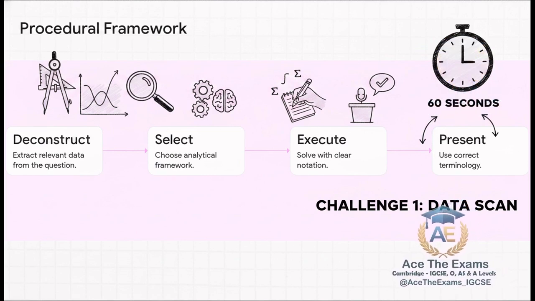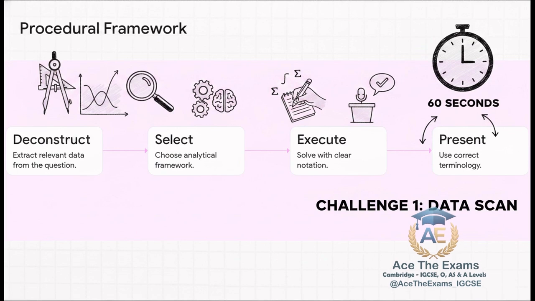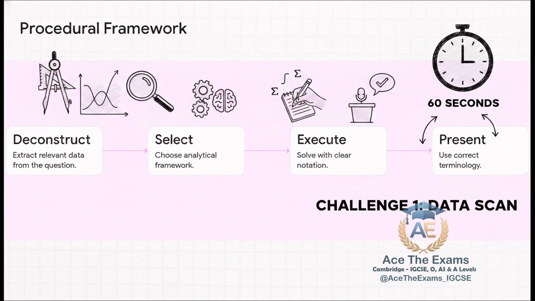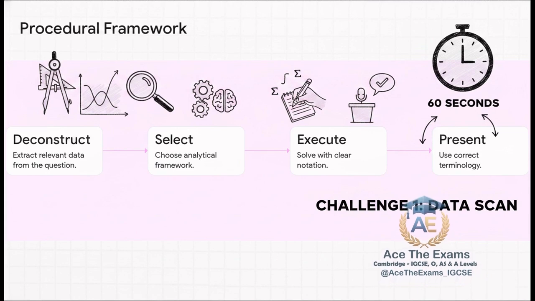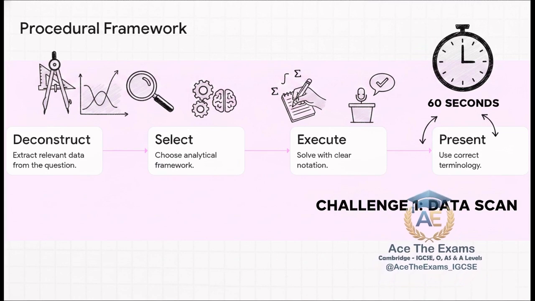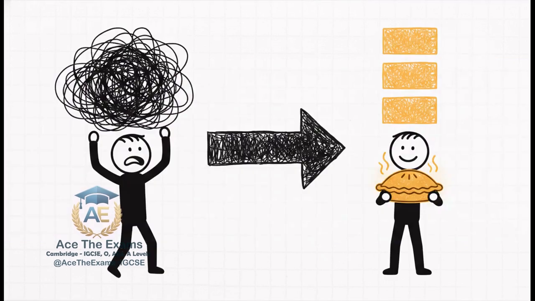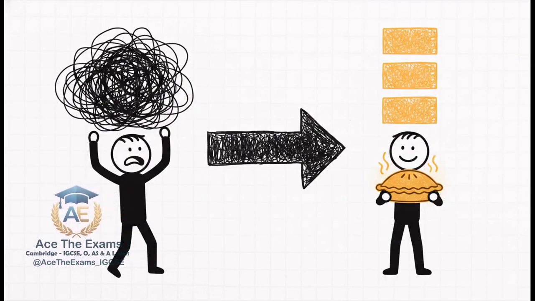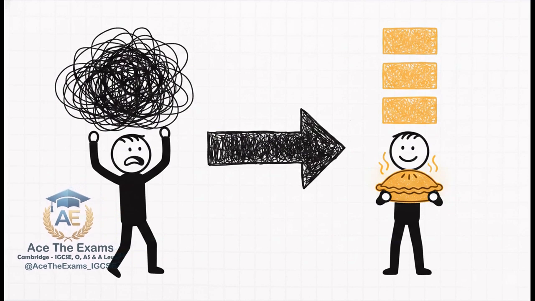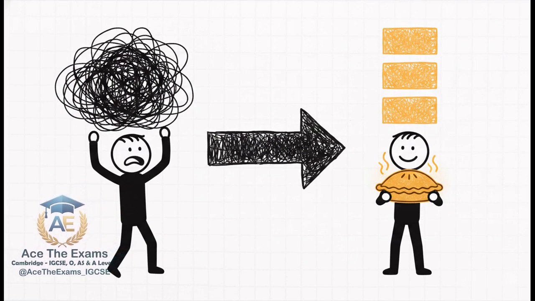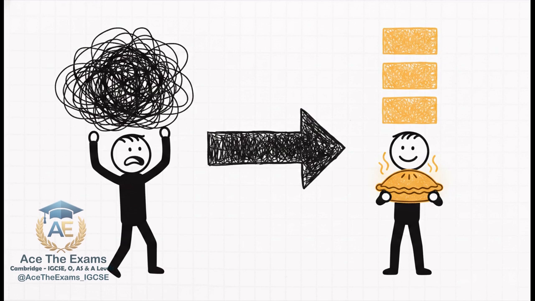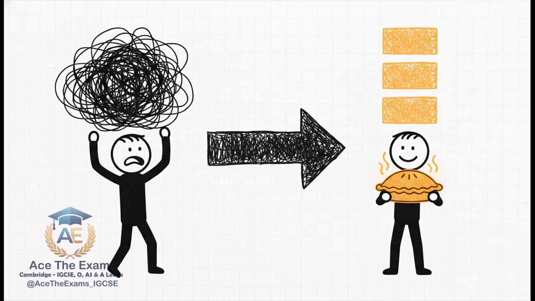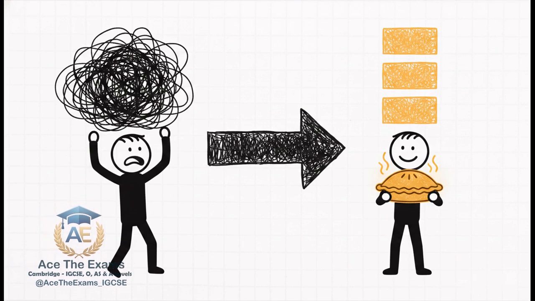Don't calculate yet. Just scan the data. What is the maximum height? What is the minimum? Where exactly does the curve cross the axis? By extracting this raw data first before you do any math, you are building an unshakable foundation to guarantee your method marks. To ensure you execute this flawlessly under intense exam pressure, you need to use a simple memory hack to internalize the data interpretation process. DSEP. Deconstruct, select, execute, present. Or, if it helps you remember it better, think, does Sam eat pie?